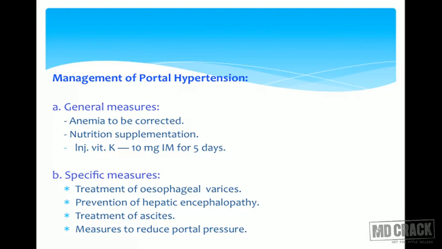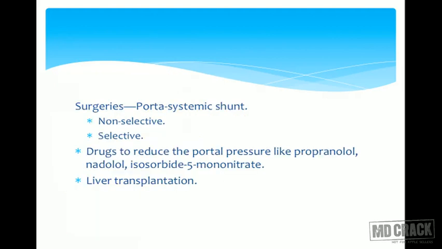There can be specific measures for treatment for varices, for hepatic encephalopathy prevention. There can be specific measures for treatment for ascites, along with measures to be taken for reduction in the portal pressure. Now we'll see what are the surgeries for portosystemic shunt. These are selective and non-selective.